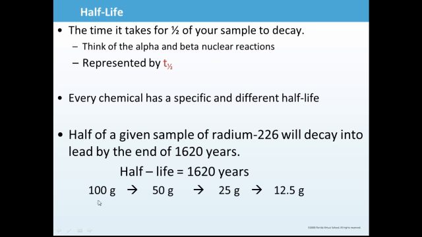If we had 100 grams to start with, after one half-life, we would have 50 grams remaining. And then after another half-life, we would have 25 grams remaining. And after a third half-life, we would have 12.5 grams remaining. So every time it cuts in half, that equals 1,620 years. So this is 1,620 years, this is another 1,620 years, and this is another 1,620 years. So it takes a long time for radium-226 to go from 100 grams to 12.5 grams.